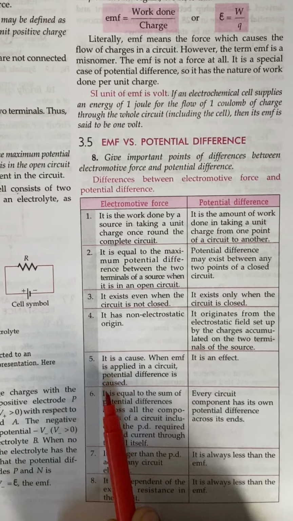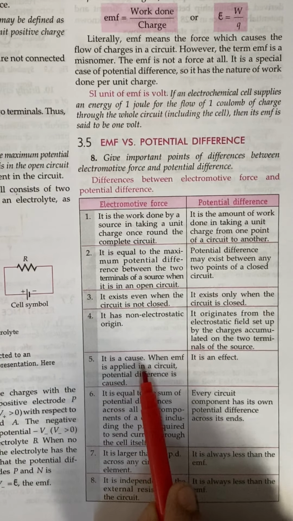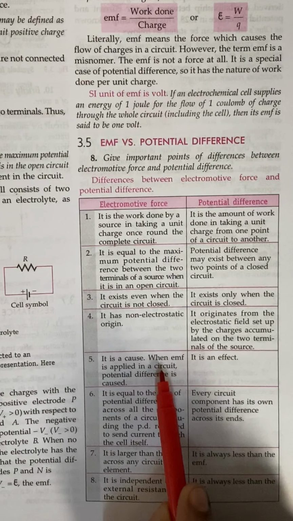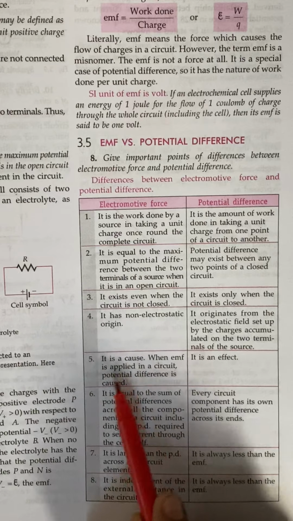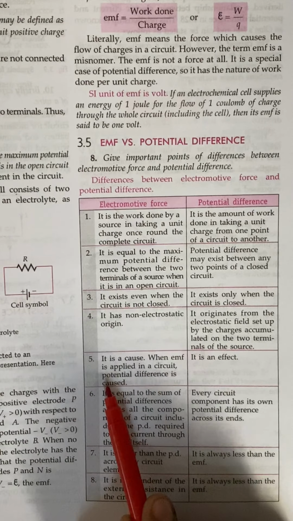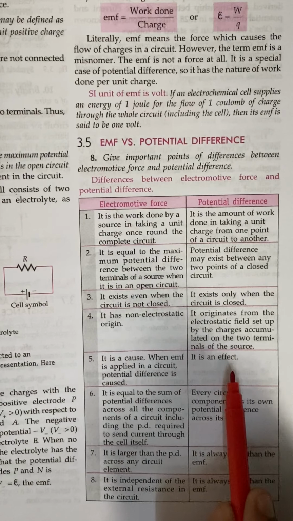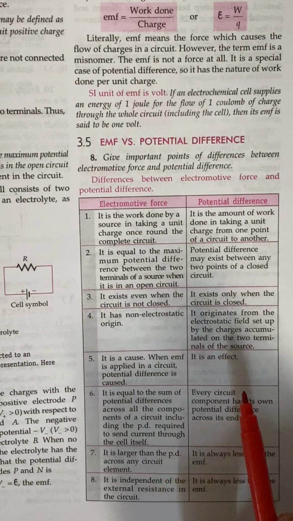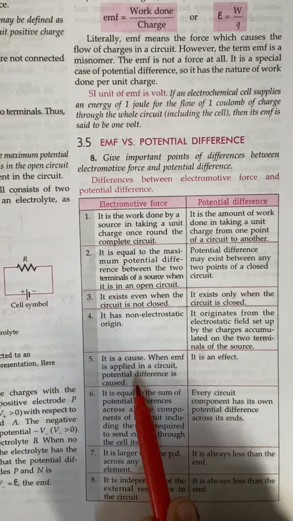This is also again very important, that electromotive force is a cause. Okay, cause, and that is the reason behind the potential difference. That means when EMF is applied in the circuit, the potential difference is caused. Okay, and it is an effect. So as an effect, potential difference is created due to the EMF.